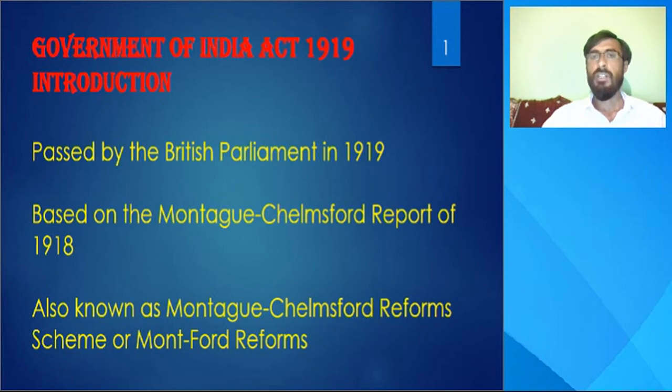This act was passed by the British Parliament in 1919. This act was based on the Montague-Chelmsford report of 1918. Edwin Montague was the Secretary of State and Chelmsford was the Governor General of India at that time. Therefore, this act is also known as Montague-Chelmsford Reform Scheme or Mont-Ford Reforms.